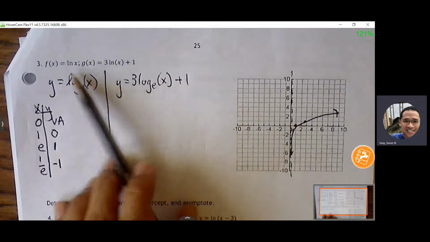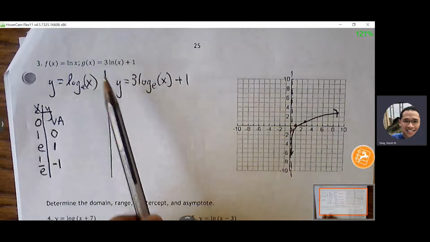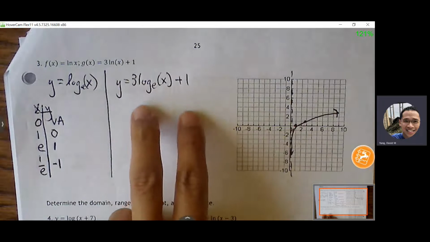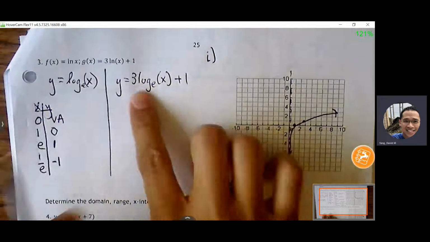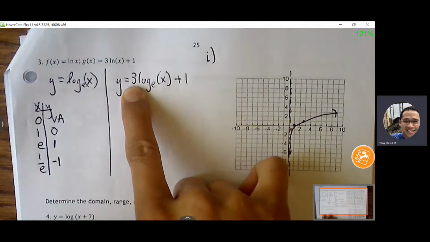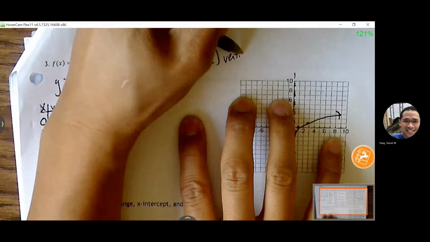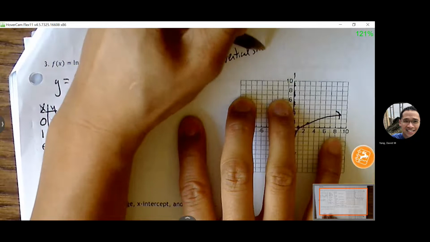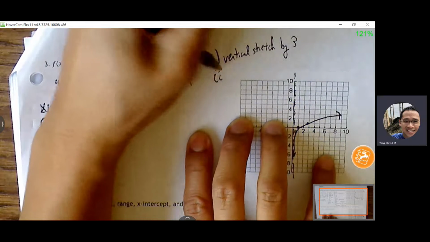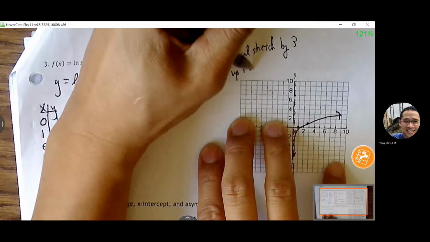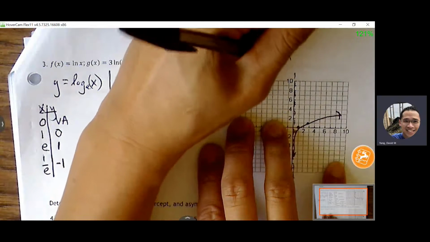Okay, we're talking about transformations here. Natural log is my parent graph. So what transformations do you see with the g of x graph that we can name? Good. Stretch, vertical stretch by a factor of 3. What else? Good. Shift up.